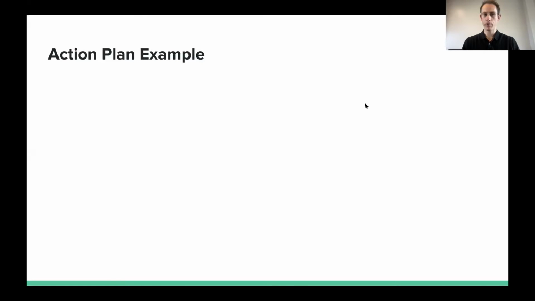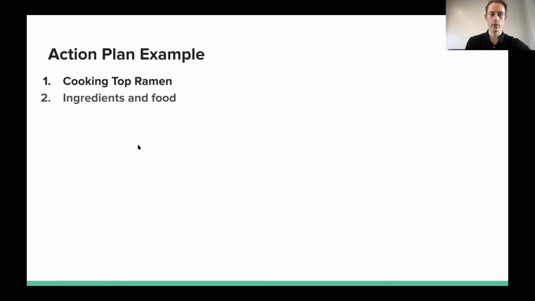Let's go over an example of what an action plan might look like. We've done some talking about what's included in an action plan and how important that is, but let's see a real life example of what that could look like for someone. So step one, let's come up with what we're going to make. Let's say we're going to cook top ramen. So we figured out what we're cooking.